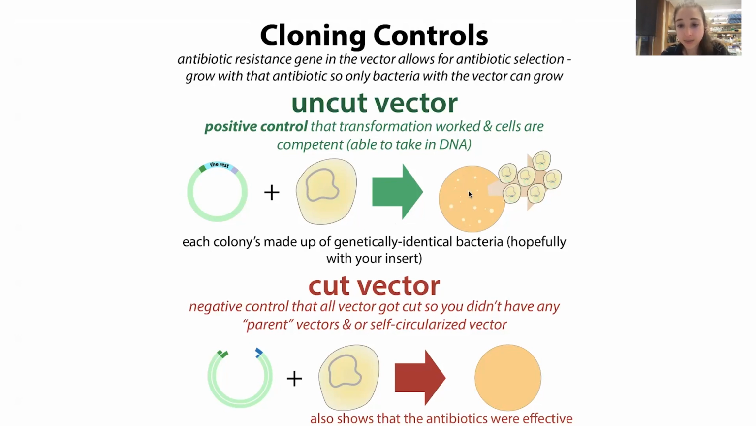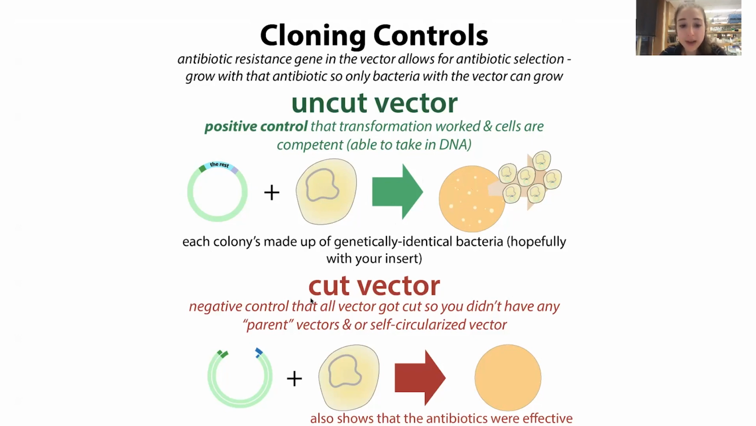So each of these globby dots is going to be a colony, which should correspond to genetically identical bacteria, and only the ones that have the plasmid should be able to grow. So this is going to be your positive control for the competency of these cells.